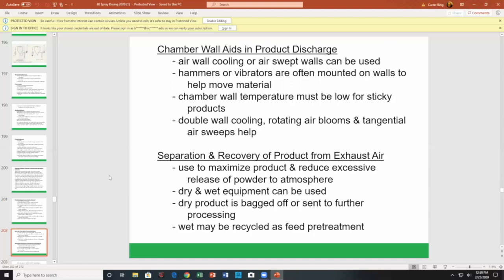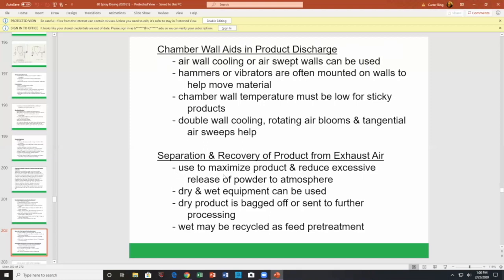Chamber wall aids in product discharge. Air wall cooling or air sweeps the wall can be used. Vibrators are mounted on the walls, causing vibration or hammering. Chamber wall temperature must be low. For sticky products, double wall cooling, rotating air brooms, and tangential air sweeps help. Up here, you can also have chains. Inside, you could have dangling chains to help. Outside, you have hammers or vibrators, perhaps. See, the chains would sweep back and forth, hopefully.